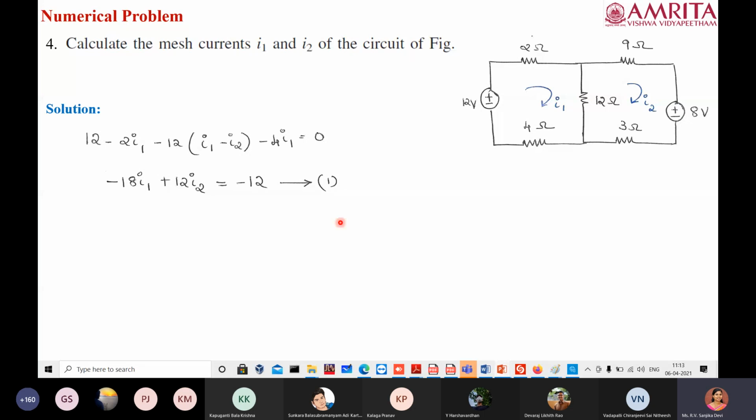If you want, we can keep the constant term on the same side, and I think in the calculator we have the option of keeping the constant on the left hand side and solving it. But we are going to see a particular approach which will be useful at a later point of time also. So first we will learn that method, but later you can solve directly using the calculator also. Okay, that is fine. So now this is for the first loop. Similarly, we have to write the equation for the second loop. So try writing the equation for the second loop and give me the answer.